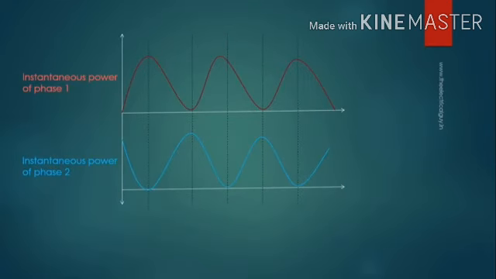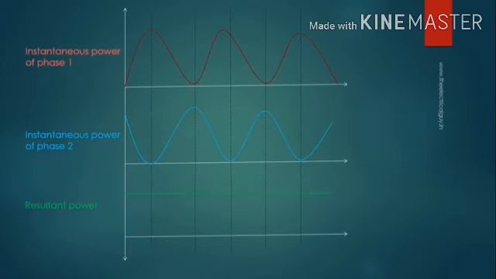Here you can notice that when the power output of resistor R1 is 0, power output of resistor R2 is maximum, and vice versa. If we add the instantaneous power of both the phases, we will find that the resultant power is constant and equal to the peak power Pm of one phase. In simple words, the power output of a two-phase generator is constant and better than a single-phase generator.